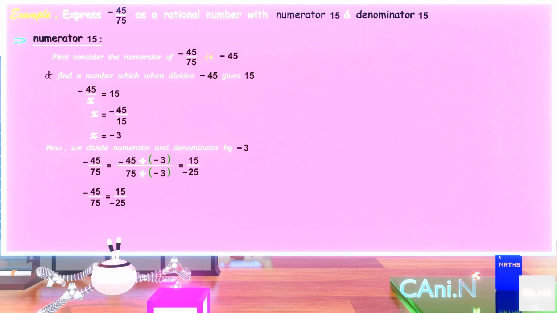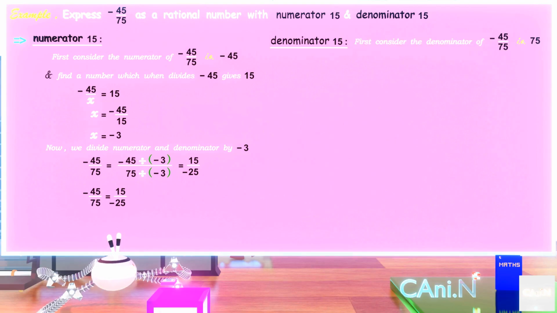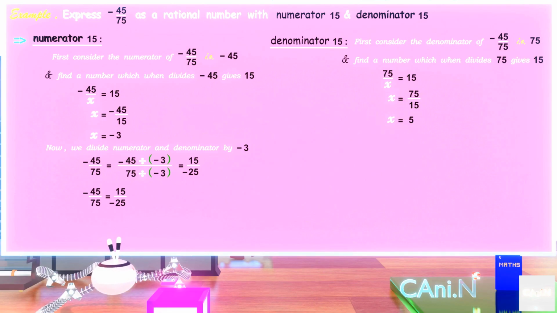Therefore, minus 45 by 75 equals 15 by minus 25. So, here we have expressed minus 45 by 75 as a rational number with numerator 15. For denominator as 15, first consider the denominator of minus 45 by 75, that is, 75, and find a number which, when divides 75, gives 15. So, 75 by x equals 15. X equals 75 by 15. Therefore, x equals 5. Now, we divide numerator and denominator by 5.